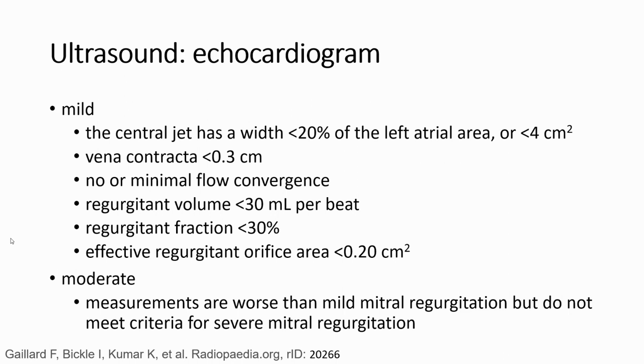Echocardiography. In the mild form, we can find the central jet has a width less than 20% of the left atrial area, of less than 4 cm squared. Vena contracta less than 0.3. No or minimal flow convergence, regurgitation volume less than 30 ml per beat, regurgitation fraction less than 30%, effective regurgitant orifice area less than 0.2 cm squared.